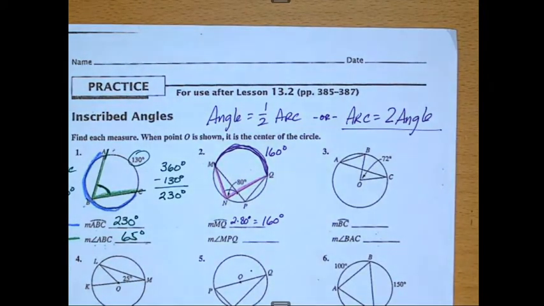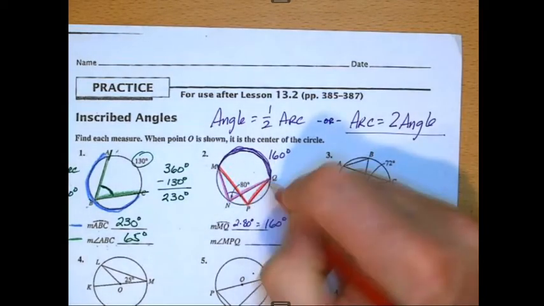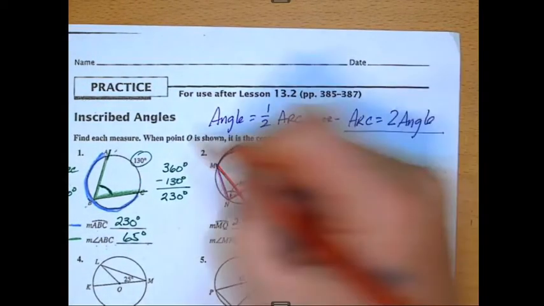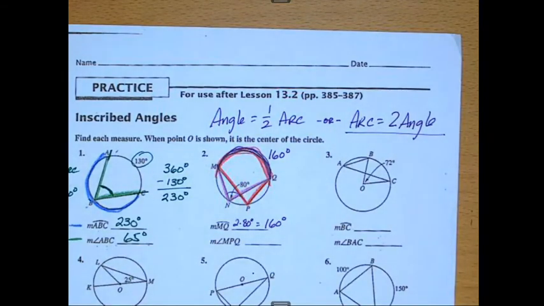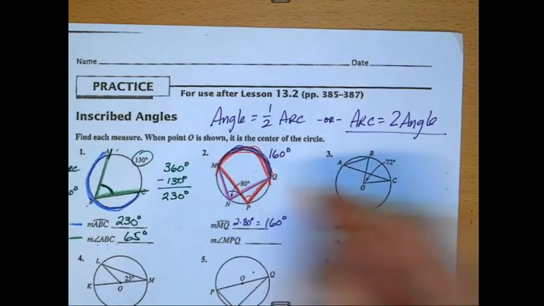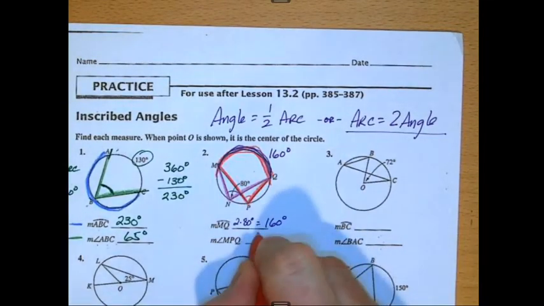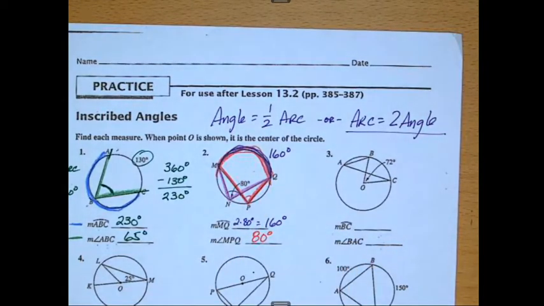Now, what they're asking for is angle MPQ. MPQ is this angle. It has the same intercepted arc. Since that intercepted arc is the same, it's going to be the same measurement. This was that property on the top of the second page of notes. That angle is going to also be 80 degrees, half of 160.